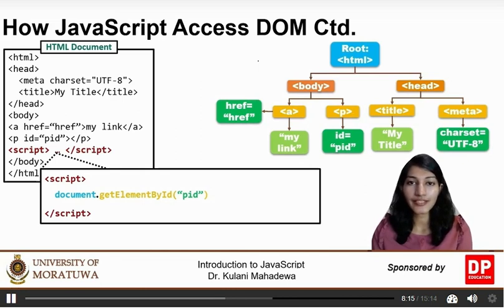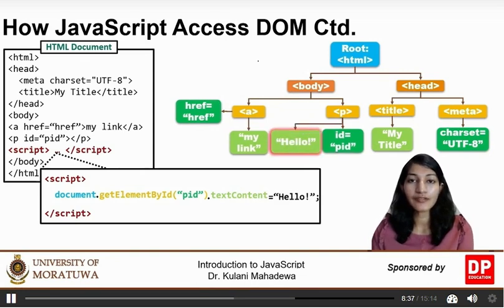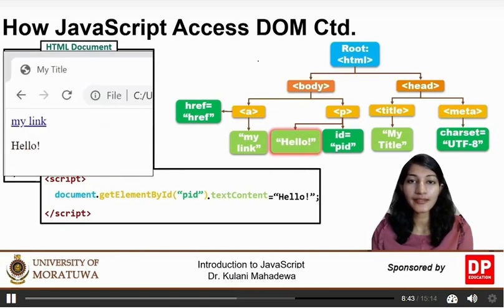Next, we want to change the text content of the paragraph tag. For that, we access a property called textContent in the paragraph tag object. We can set the value of the textContent as hello like this. Here we go, the DOM gets updated. Now if you refresh the browser, you can see the hello text appears.